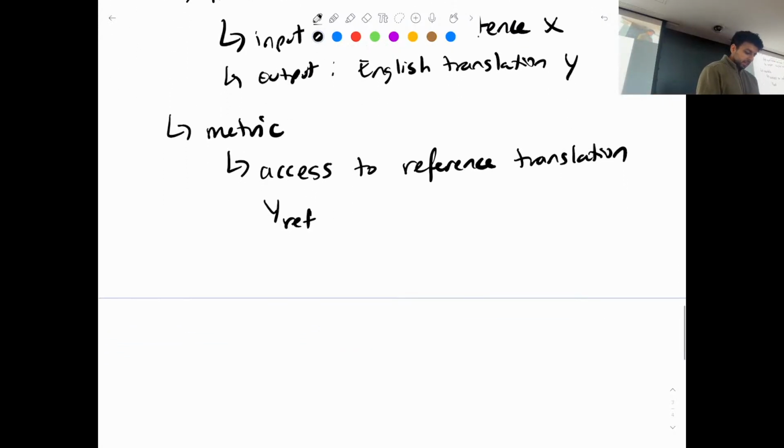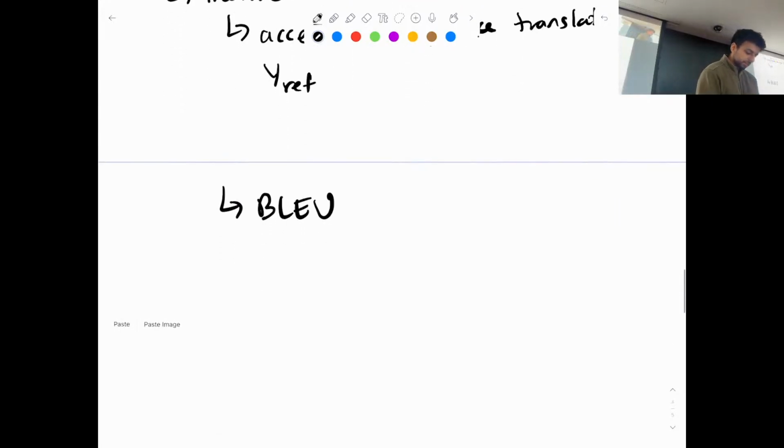Okay, so the metric that we will be talking about is called BLEU, and it's a very simple metric that is based on n-gram matching. It has a lot of advantages because of how simple it is, but it also has many disadvantages also because of how simple it is. So we will look at both of those.